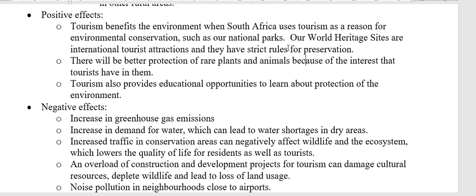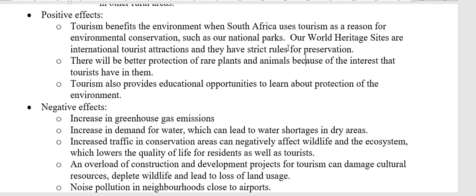Okay, the Kruger National Park, for example, it's a conservation area. They restrict how many people are able to go in there on any given day. There is no hunting. There is no feeding of animals, for example. They are protecting the area to preserve it intact so that future generations can also come and see it.